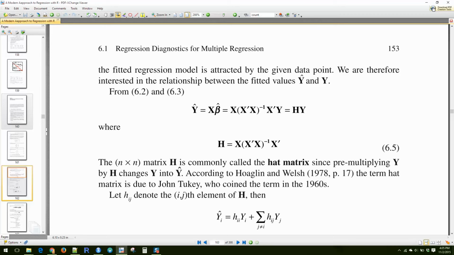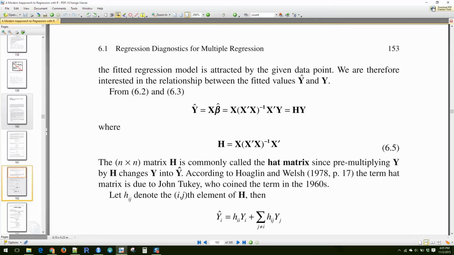Okay, so what is leverage? Do you guys remember? What does it measure? It measures how far a certain point x is in relation to the other values of x. So if it's in the middle of all the x values, it has low leverage. If this x stands out from the other x values, it has high leverage.